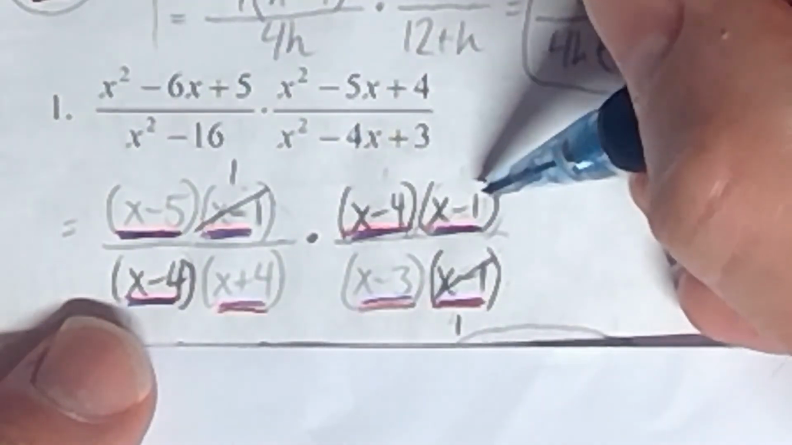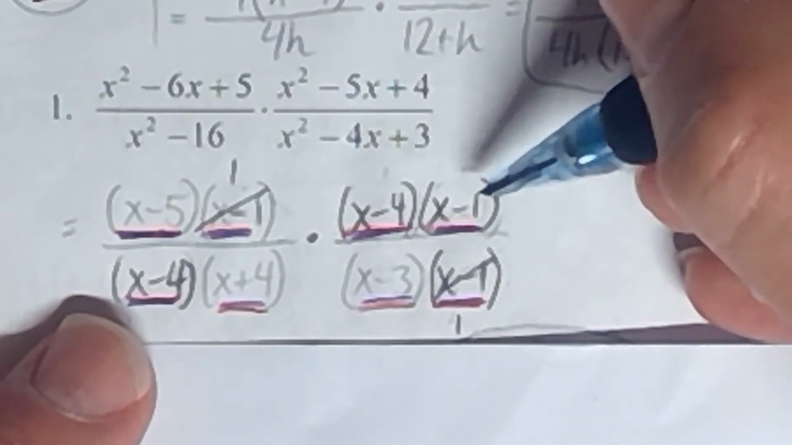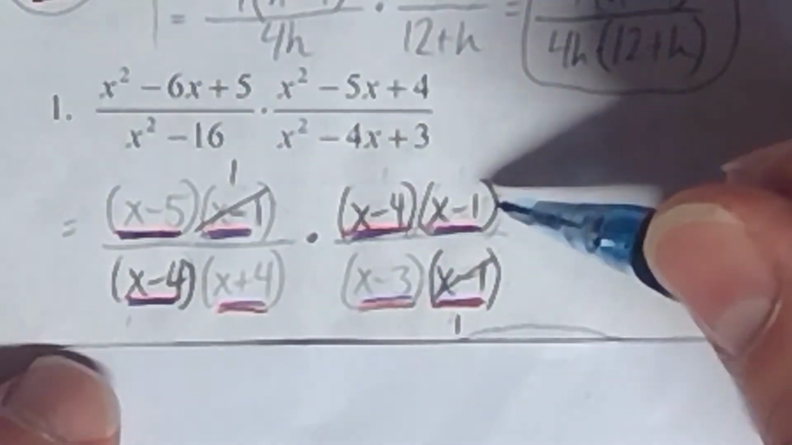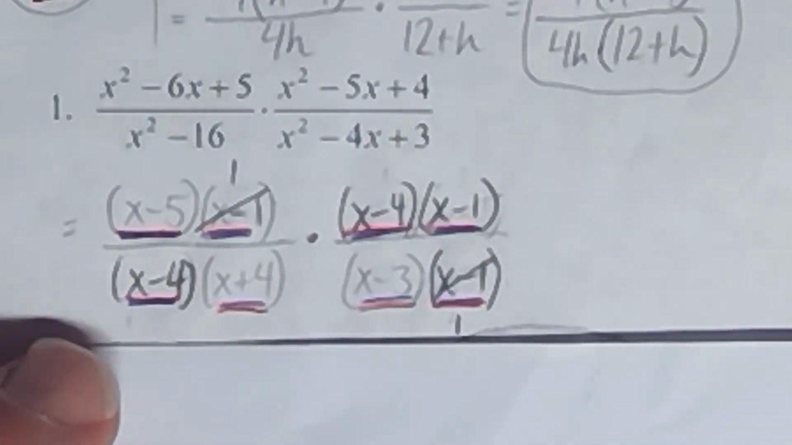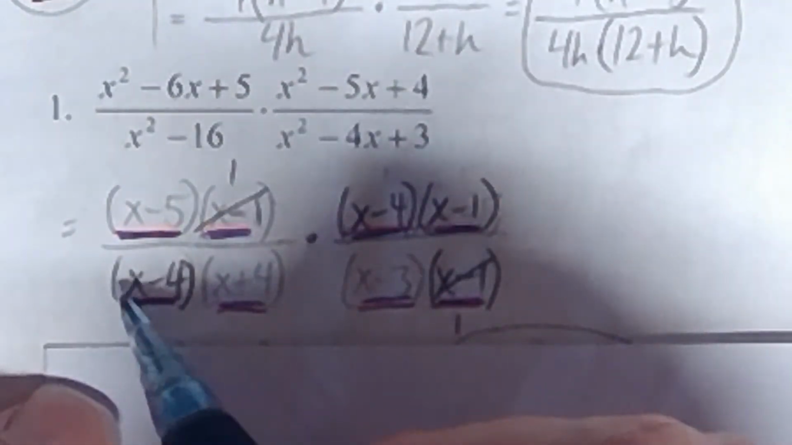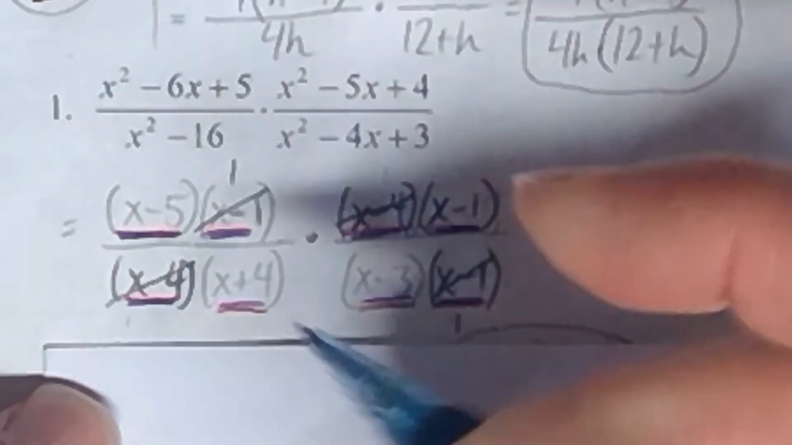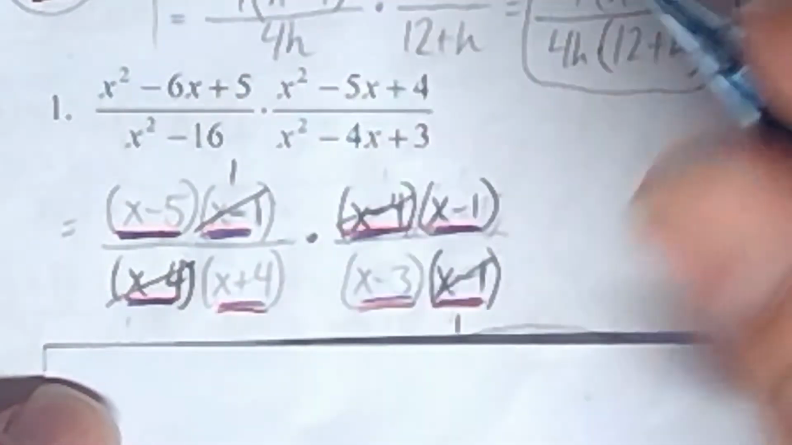Okay, so I paired up 1 on top with 1 on the bottom. So this other x minus 1 is still left, and there's not another x minus 1 underneath it to pair up with it. So that's just going to stay there, okay? Can't cancel that. But what else can I cancel in this problem, though? I can cancel the x minus 4 and the x minus 4.